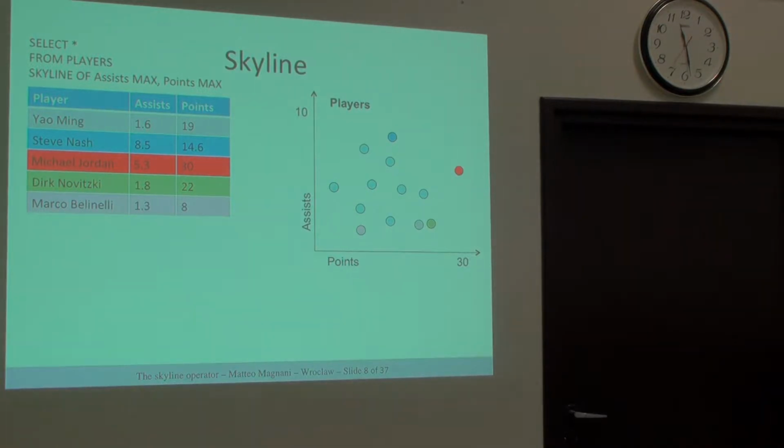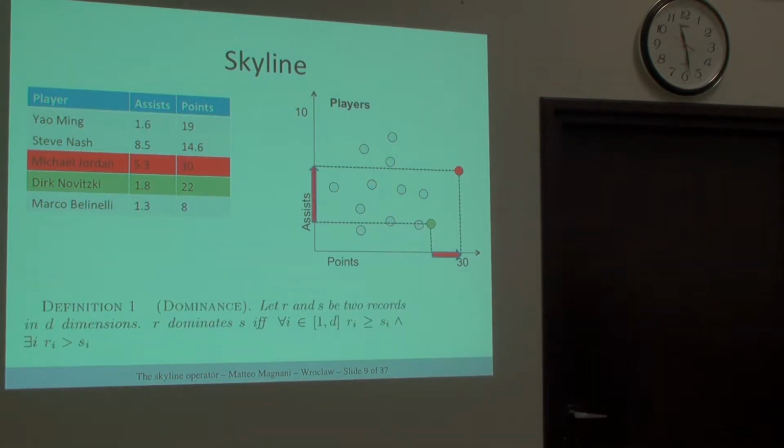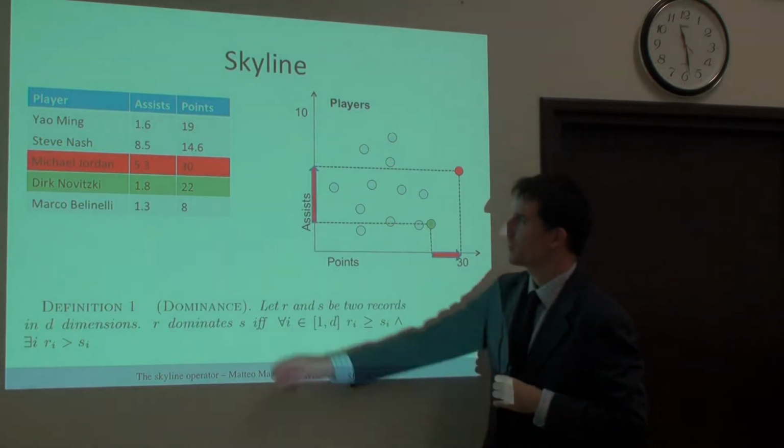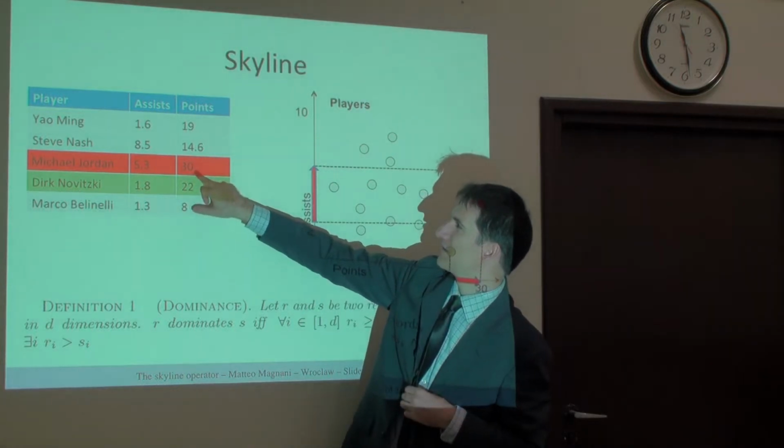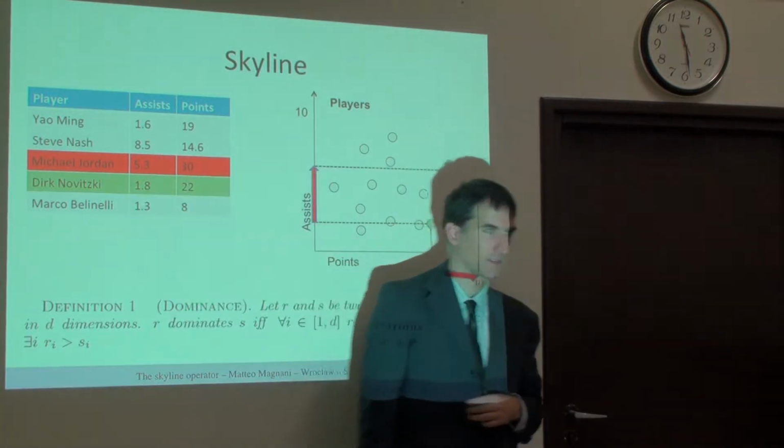The good thing of the skyline operator is that it identifies this kind of records here and removes all the ones that no one would reasonably choose. So it's a kind of filter. And this is based on the concept of domination. It's true that here, if you prefer this or that parameter, you would get different results.